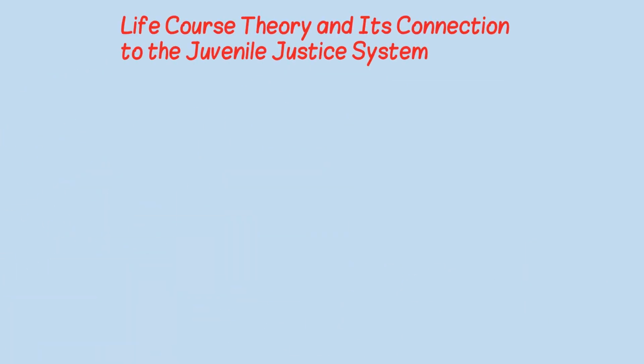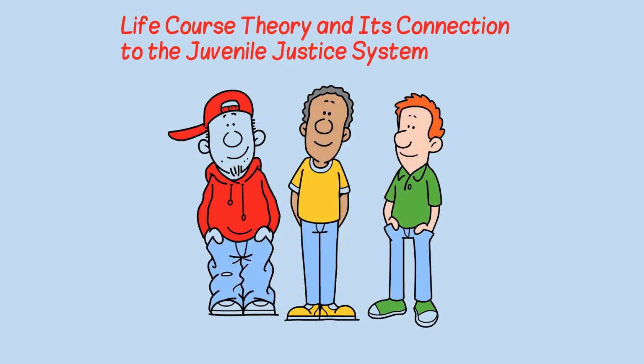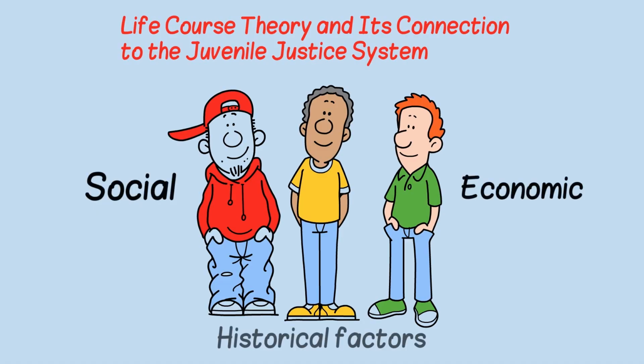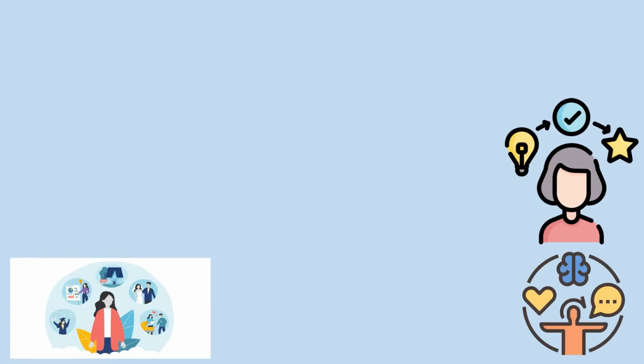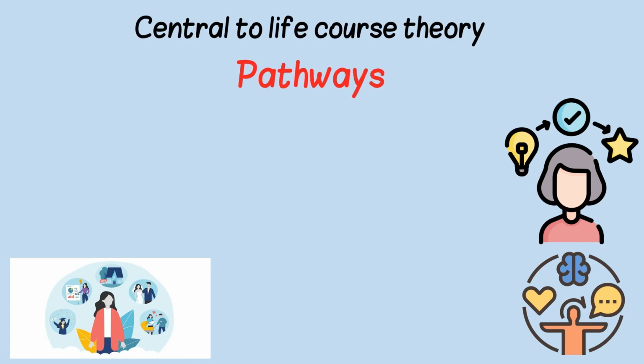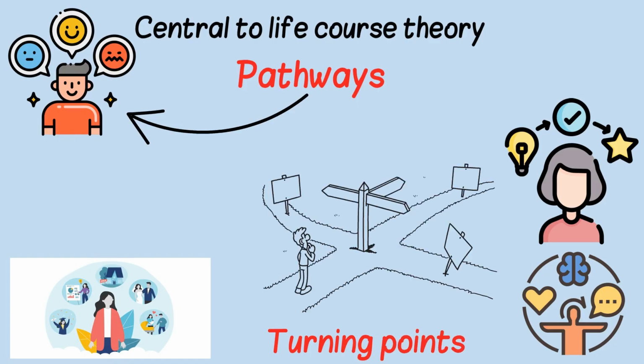Life course theory and its connection to the juvenile justice system. Life course theory is a sociological framework that examines how individuals' life trajectories are shaped by social, economic, and historical factors across different stages of their lives. This theory emphasizes the interconnectedness of life events, recognizing that early experiences can significantly influence long-term behaviors and outcomes. Central to life course theory are pathways, which refer to the patterns of behavior individuals follow, and turning points, which are critical moments that alter life trajectories.